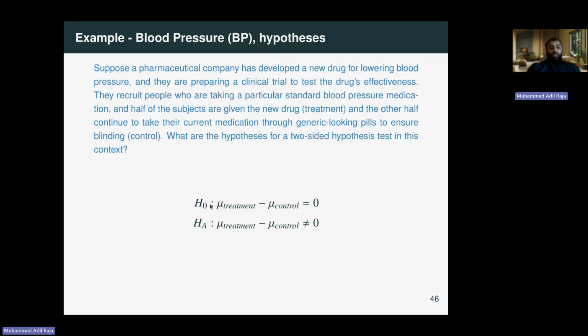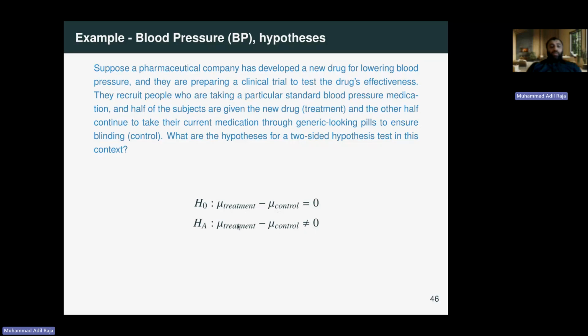Okay. So null is mostly associated with when there is no particular problem, right? So, for instance, when the innocent is not guilty, we say the null hypothesis is that the innocent is not guilty. The alternative hypothesis is that they're guilty. And we want to do a two-sided test, so the alternative hypothesis is that mu treatment minus mu control is not equal to zero, right?